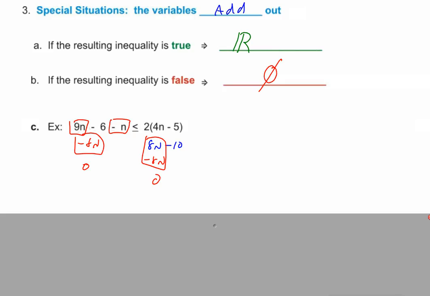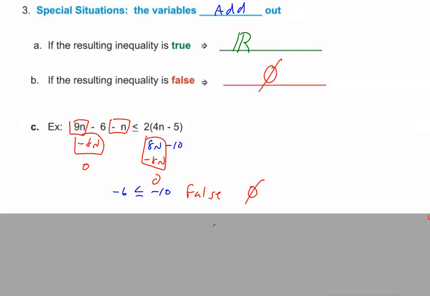So where in the world are we ending up on this one? I got a negative 6 left on the left-hand side. I got the less than or equal to. And I got a negative 10 on the right. True or false? Is negative 6 less than or equal to negative 10? False. This thing is false, so the answer has to be null set.